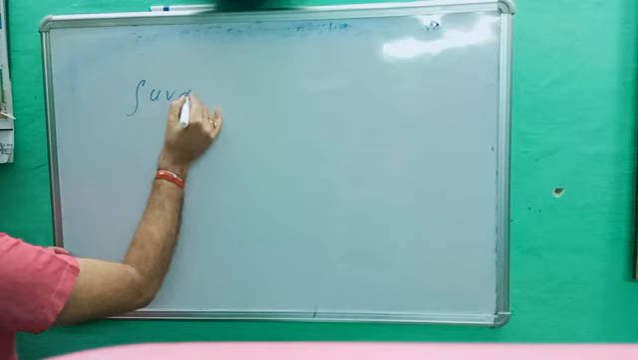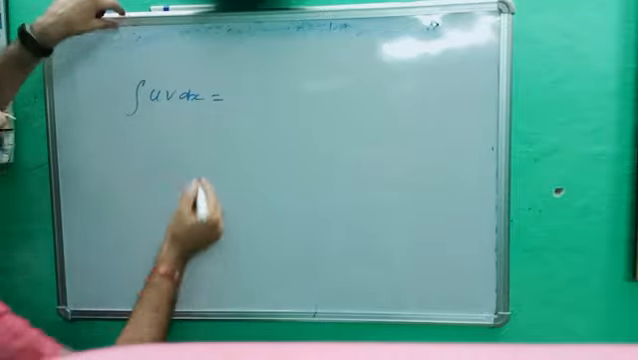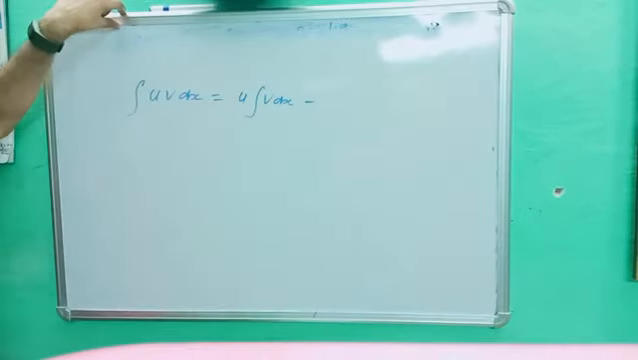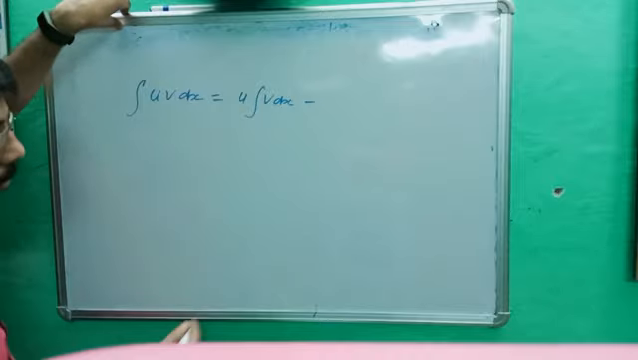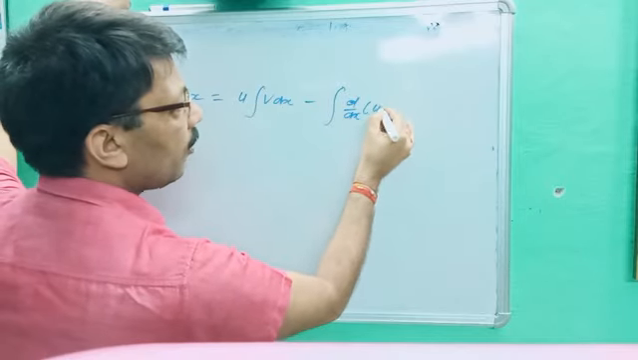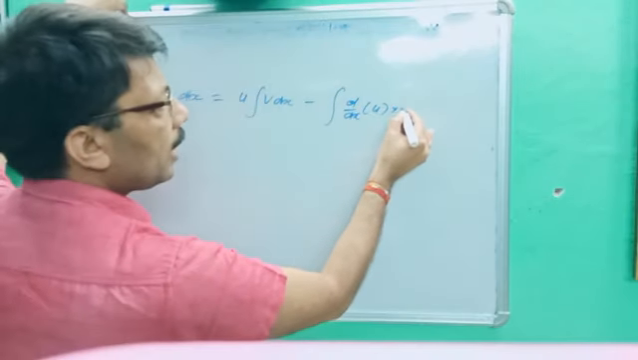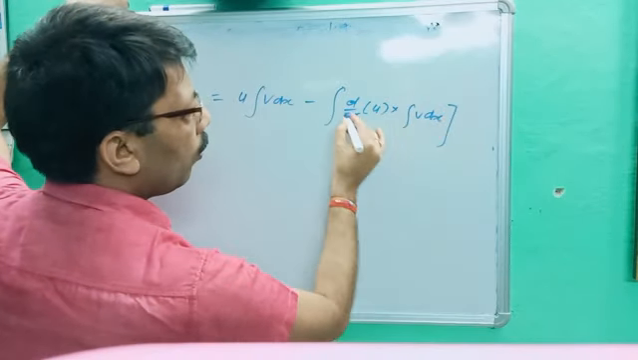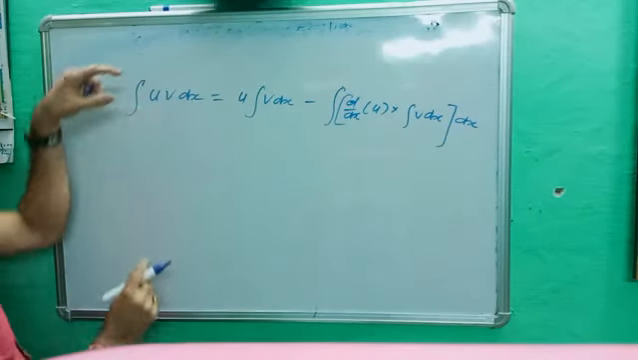Integration of u v dx is equal to u integration of v dx minus, note down the formula, integration of d upon dx of u multiplied by integration of v dx, the whole integration with respect to dx.